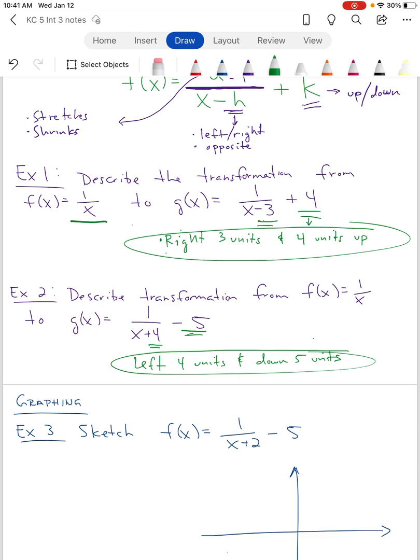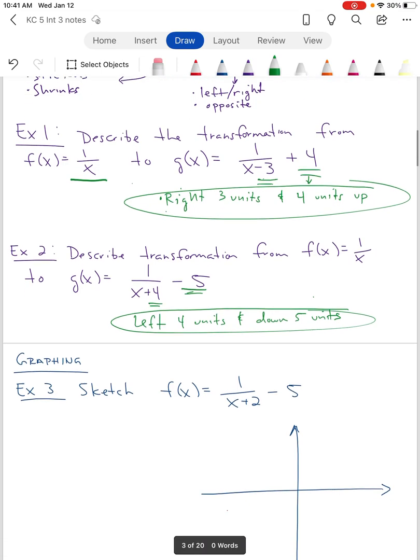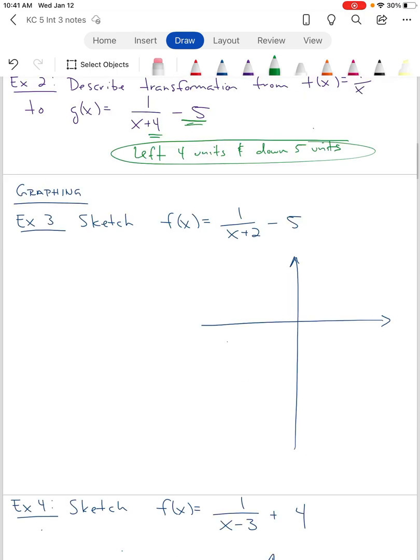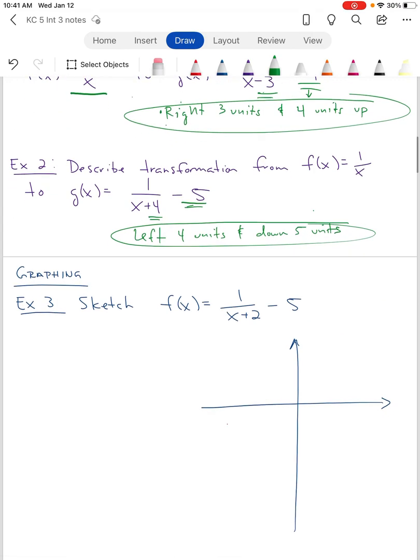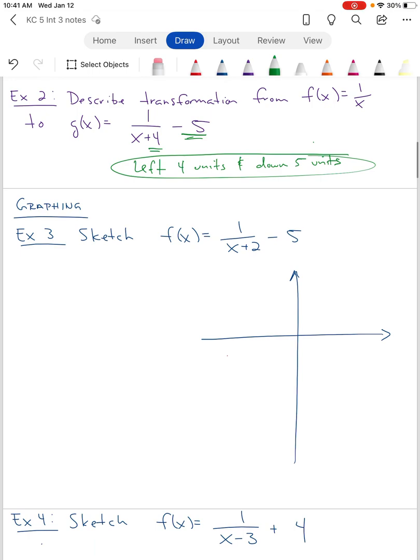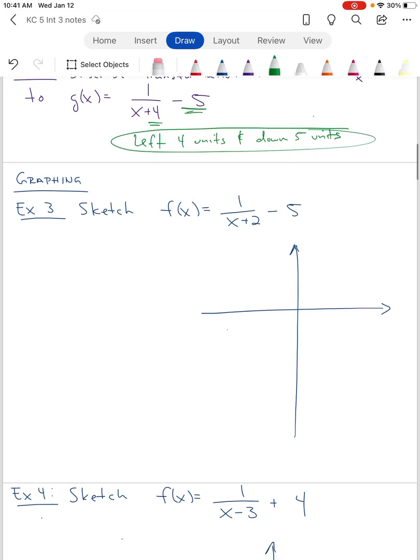Now you are also able to sketch graphs given functions that are transformed. Okay, and to do that, you're going to do what we did in example 1 and 2. You need to know the answers to that, and that's going to help you sketch the graph. So for example, if I want to sketch f of x is equal to 1 over x plus 2 minus 5, again, I'm going to look at my plus 2 and that negative 5 that they added on there. So that means it is going to move left 2 and down 5.